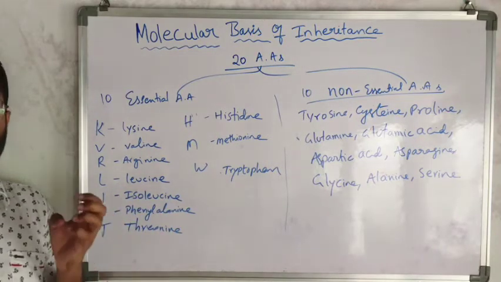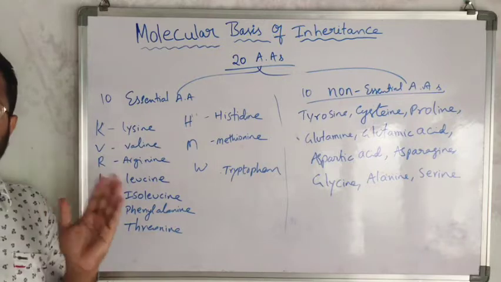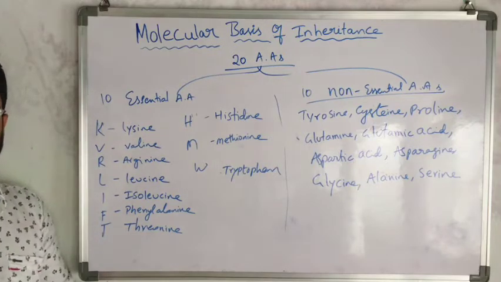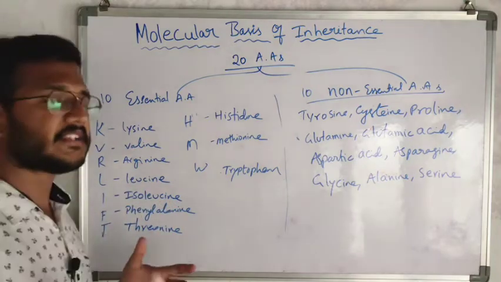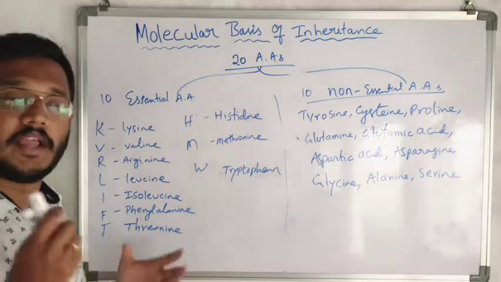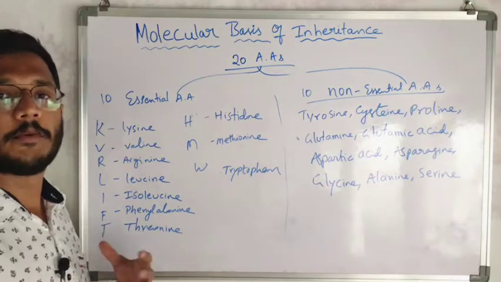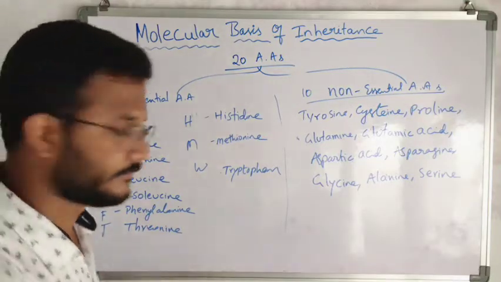Now we have discussed the basic structure of amino acids and the list of amino acids. Next we will see how each and every amino acid attaches to the others in the process of making a complex protein.